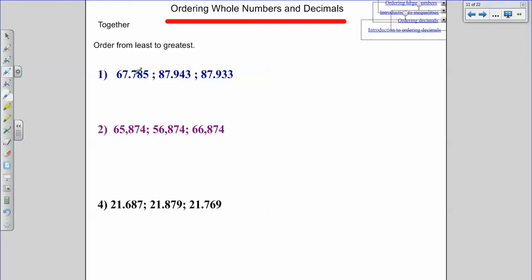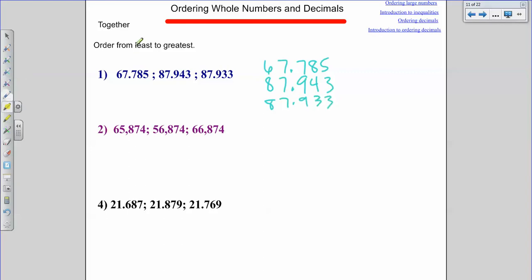So again, I can already see here. Well, we'll just write them out. 67,785. So I'm going to line up all my decimal points. And I'm being asked to order from least to greatest. So I want to know what's the smallest number that I have here. Well, I can already see that 67 is less than 87. So I'm going to put 67. So that's my smallest number.